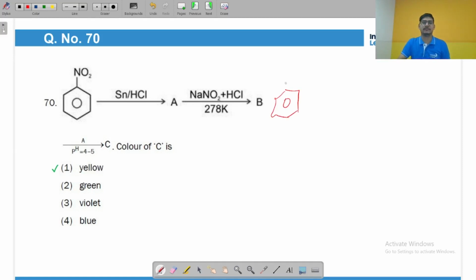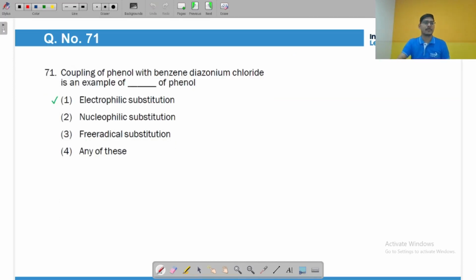A is aniline, and this is benzene diazonium chloride, and then you carry out the coupling with A itself, that is aniline, right? So the coupling of benzene diazonium chloride with aniline gives you para amino azobenzene, which is yellow in color. So this is the correct answer. The coupling of phenol with benzene diazonium chloride is an example of electrophilic substitution of phenol.